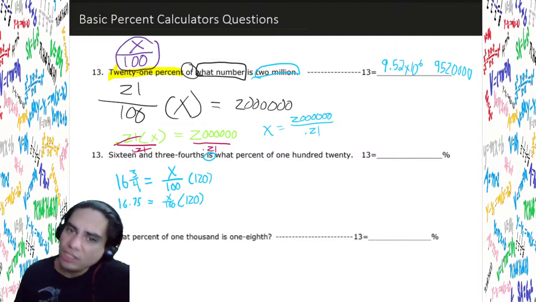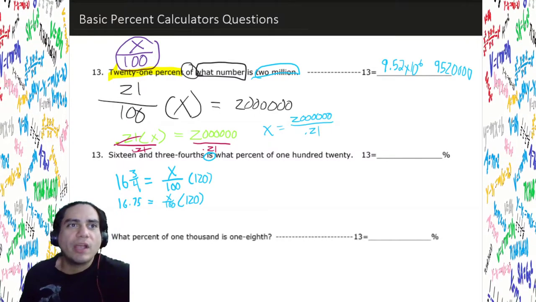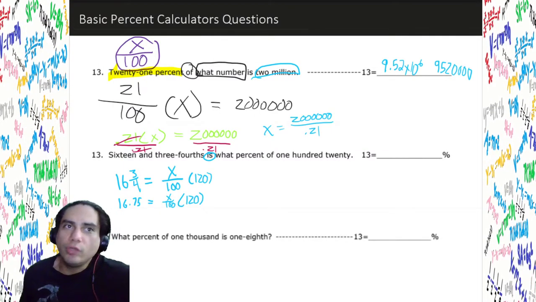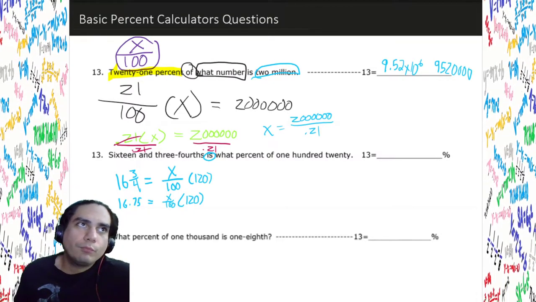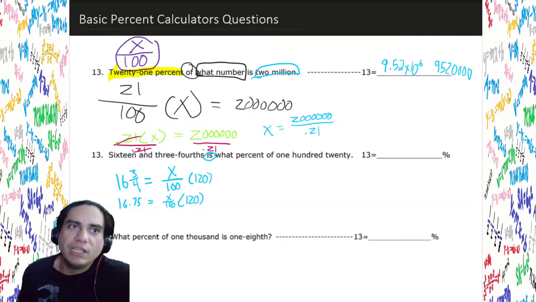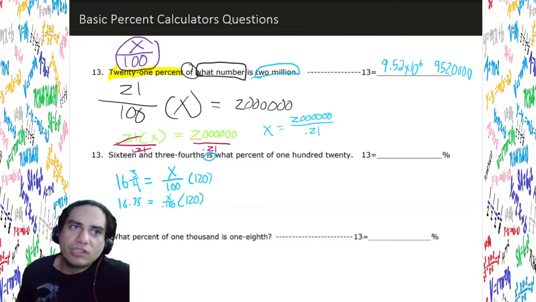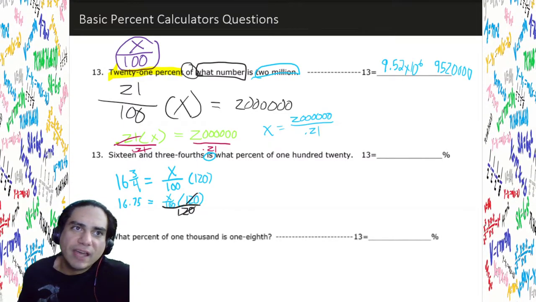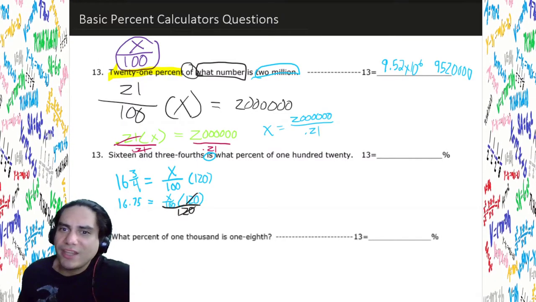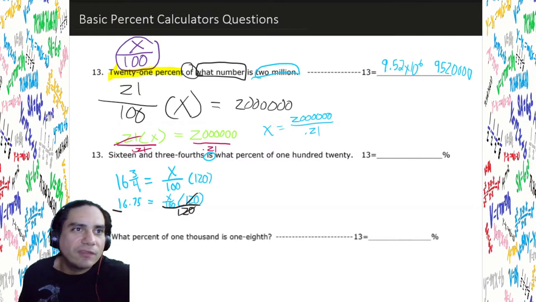All right, so what we need to do is undo some of these things right here. We got to undo that 120 right there, and we got to undo that 100. Well, pretty easy if you know how to manipulate equations. We're going to undo that 120 by dividing both sides by 120. It cancels out on the right, so let's cancel it out on the left.